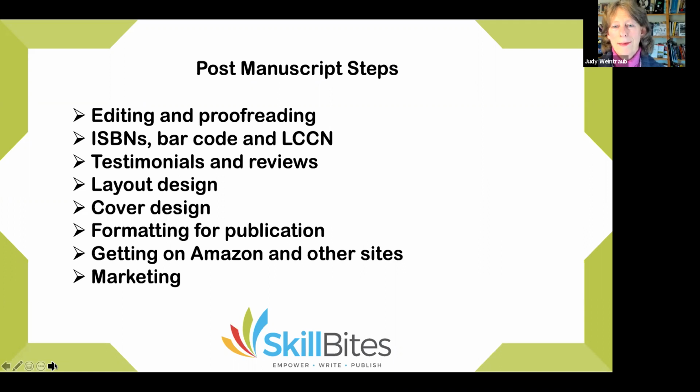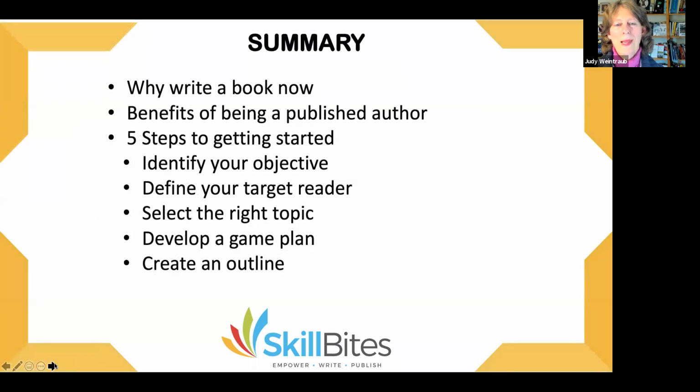Okay, what's the next step? Let me recap what we've done so far. We've talked about why you should write a book and the various benefits of being a published author. We went through the 5 steps for getting started: knowing what your objective is and who your target reader is, so you can identify the best topic to write your book on, developing a game plan to get your book written, and developing an outline to make it a lot easier to get your book written.